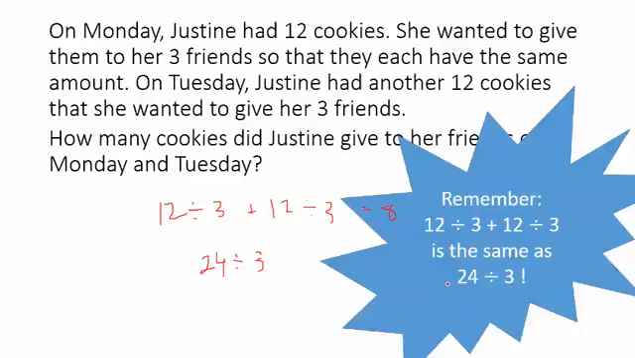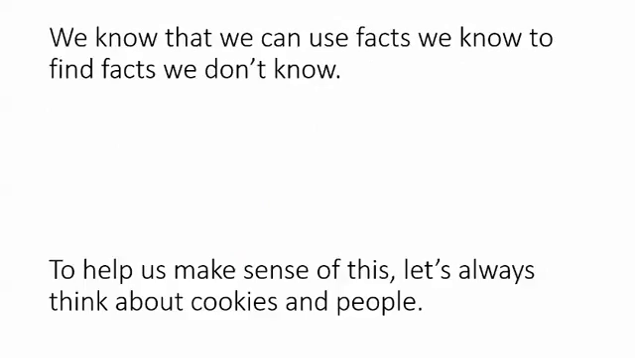What that means is just like yesterday where we had big numbers that we could split up to divide, here we can split up these numbers to divide. And by the way, this time, and you want to point this out, we didn't split it up as 20 and 4. We split it up a different way, and that's our challenge today. So we know that we can use facts we know to find facts we don't know, and to help us make sense of this, let's always think about cookies and people.